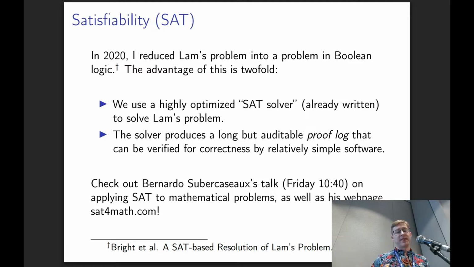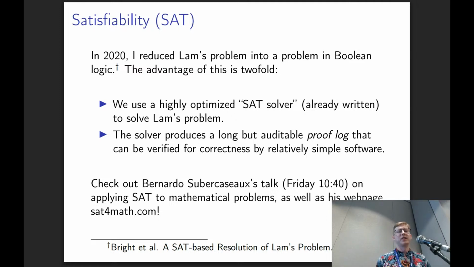And actually, if you're interested in SAT, come up to Bernardo's talk, which will be Friday at 10:40. He's going to be talking about how to apply SAT to mathematical problems. He also has a very nice webpage, satformath.com, which has dozens of papers which use SAT solvers to solve problems in mathematics, especially discrete mathematics.